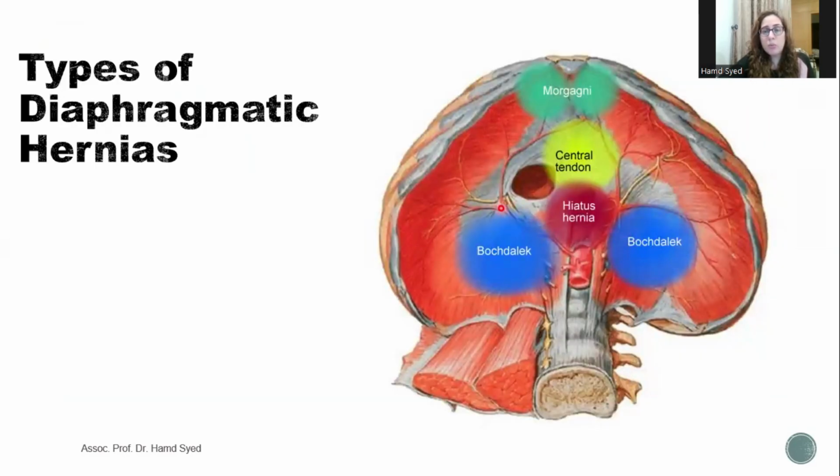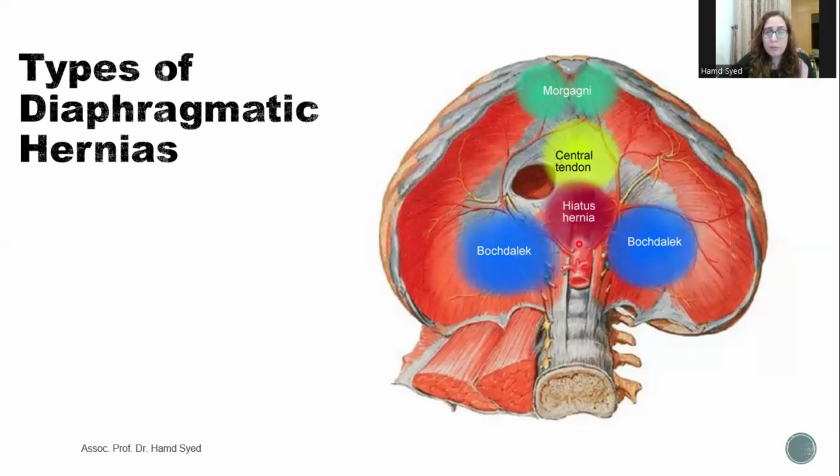The ones in blue are the ones which are due to absence of the pleuroperitoneal membrane. This would be their location, that is in the posterior part of the diaphragm. And here is Morgagni's shown in green, which is the parasternal hernia in the anterior part of the diaphragm. And there can also be diaphragmatic herniation in the central tendon of the diaphragm, or in this region over here, which is the region of the esophagus, and that is known as the hiatus hernia.